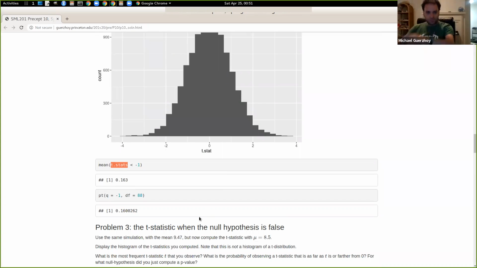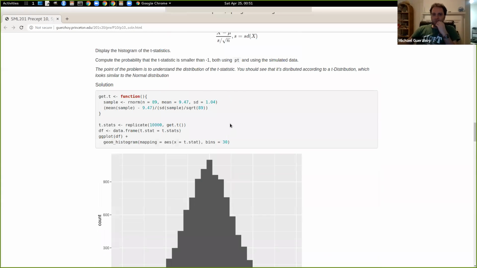We can also do it using pt. The way we do it using pt is we say q equals -1. The degrees of freedom here is 88. Why 88? Because it's 89 minus 1.